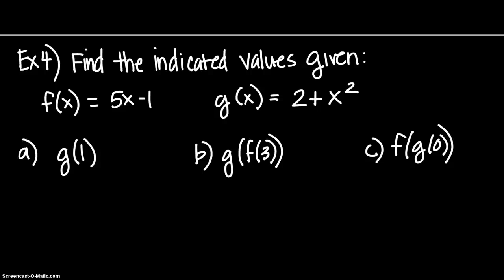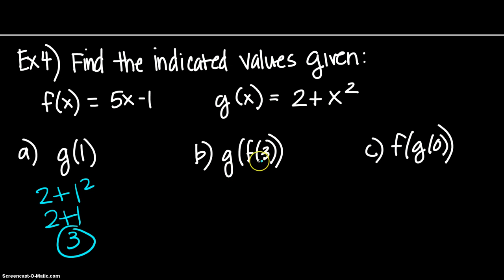All right, so let's do another one. Okay, so this one's even harder. We have two functions. Find the indicated values given. g of 1, meaning I'm going to plug in the 1, right? So this is going to be 2 plus 1 squared. Don't forget to do the right function. This one is g. So that is 2 plus 1, which is 3. So that answer is 3.